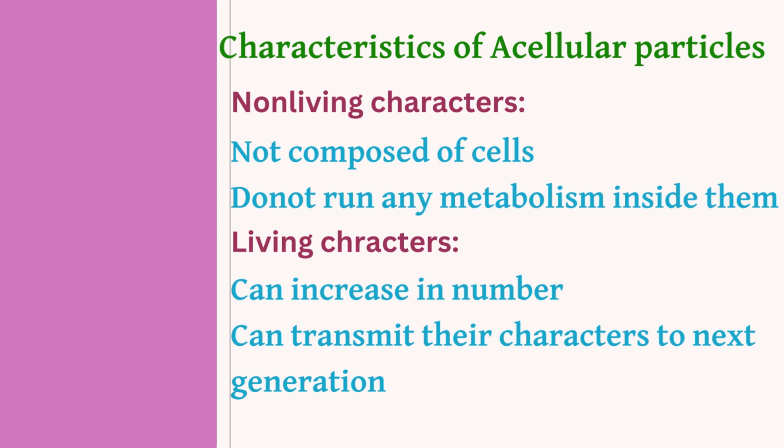Now we see the characteristics of acellular particles. The non-living characters of these particles include that they are not composed of cells and they do not run any metabolism inside them. Living characters include that they can increase in number and can transmit their characters to the next generation. That's why these particles are not placed in any of the five kingdoms. When we study the kingdom system, these particles are placed on the side of the five kingdom system.